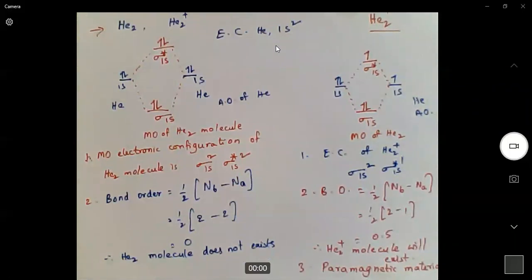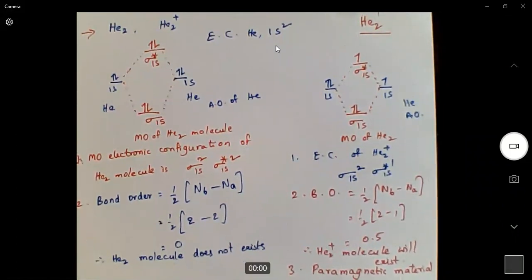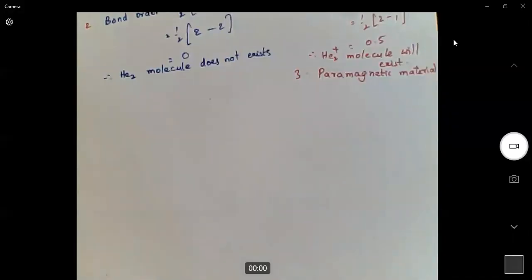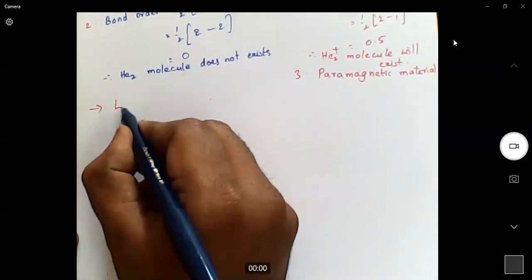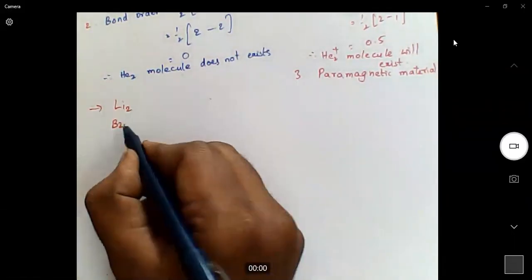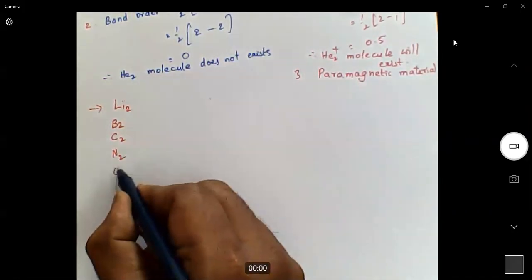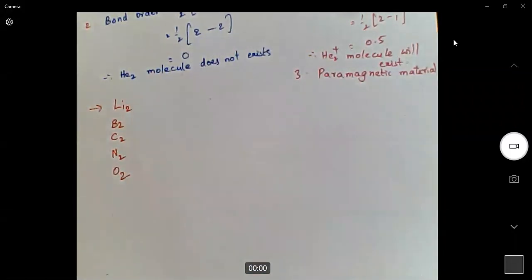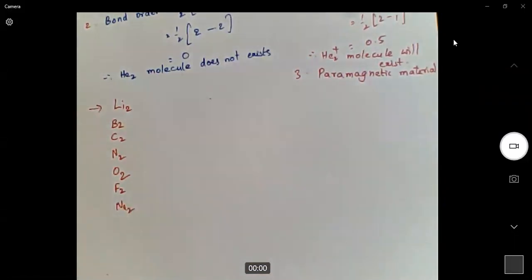Because of the presence of a single electron, it is a paramagnetic material. Please practice MO theory for the lithium 2 molecule, boron 2 molecule, carbon 2, nitrogen 2, oxygen 2, F2, neon 2. You can practice for these molecules.